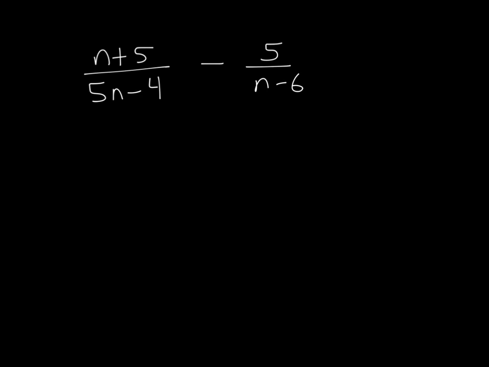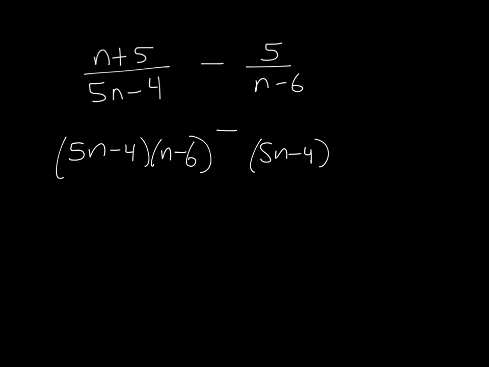And the problem people have sometimes is they try to do too much stuff here. This is a thing, this is a thing. The common denominator is both of those things. So it would be 5n minus 4 times n minus 6, minus 5n minus 4 times n minus 6.